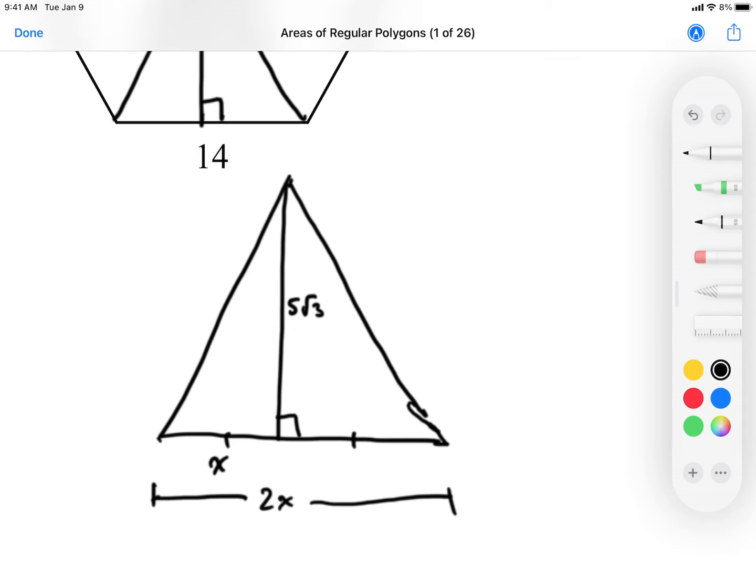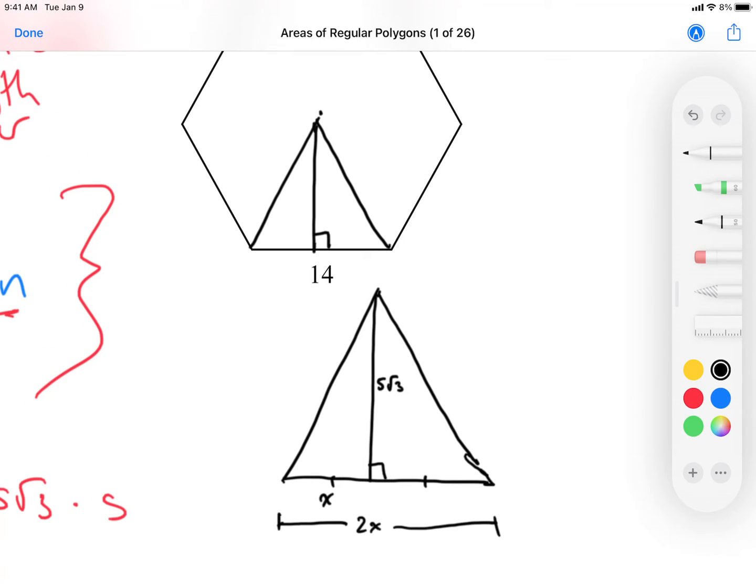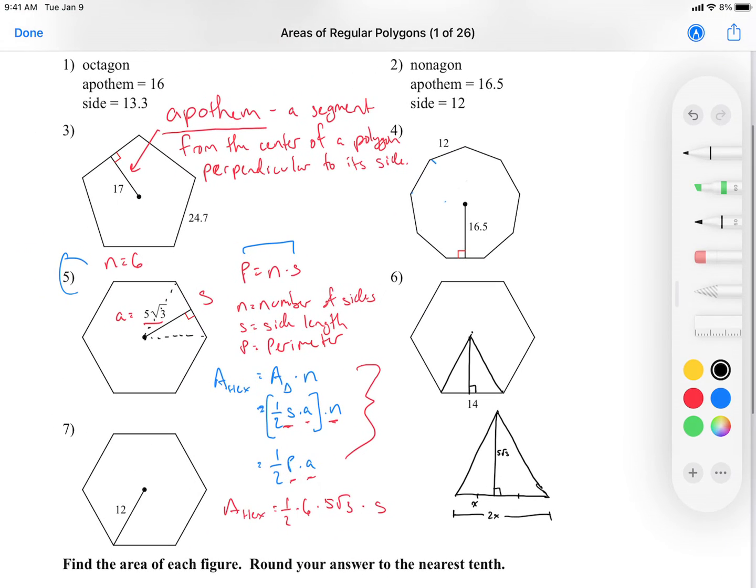But we need to figure out some other piece in here. We can't just do this with that. So here's where our trig comes into play. I can actually find out the measure of that whole angle right there. Another way of looking at this is in example number 7. I can find that whole angle.